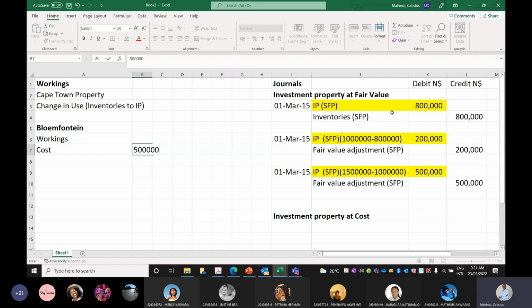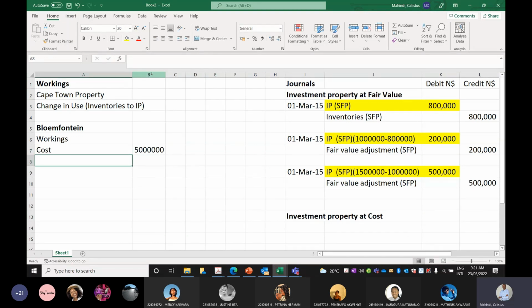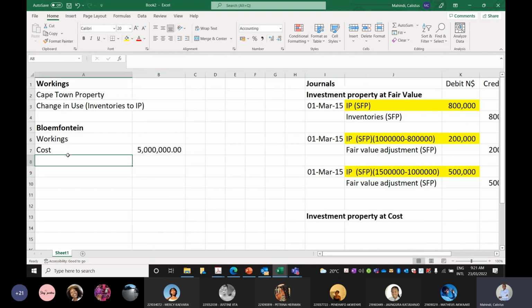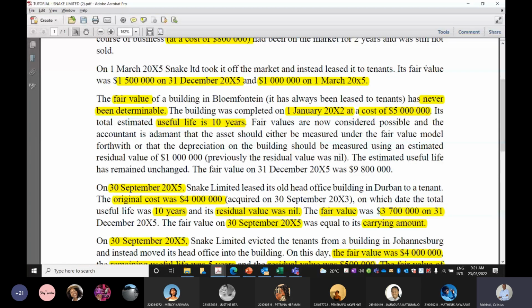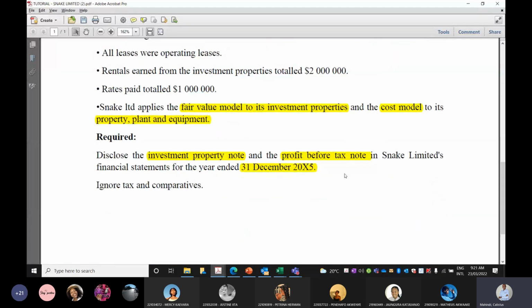1st of January 20X2, it was bought at a cost of 5 million. All right, let's just put the date there. This was 1st of January, I'll say 2012. Now it was bought in 2012 and we are now in 2015, right? We are accounting for the year end 31 December 20X5. We'll just say that's 2015.